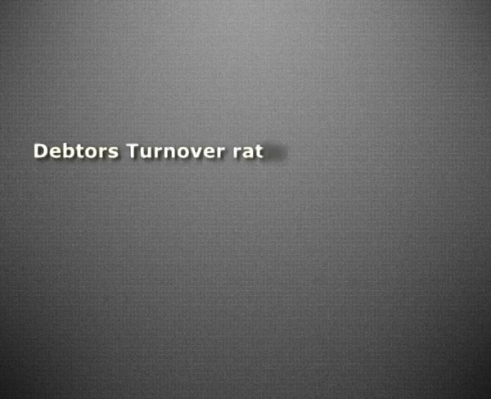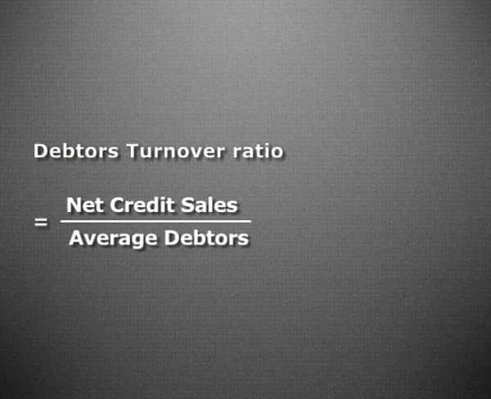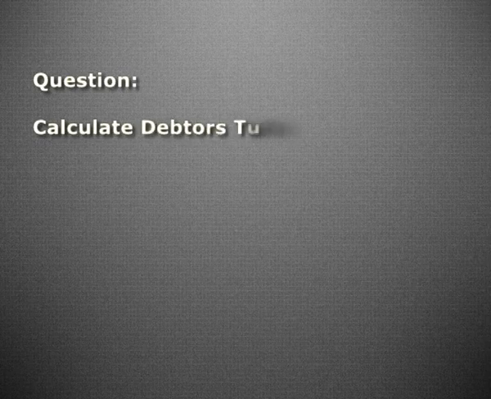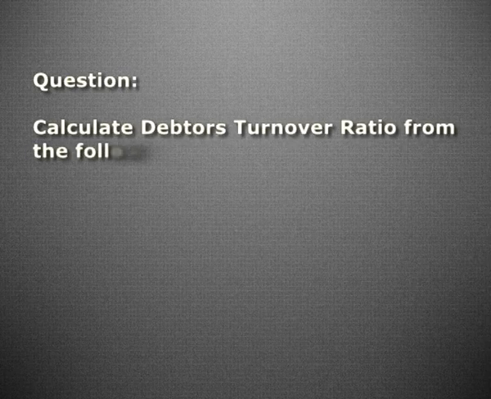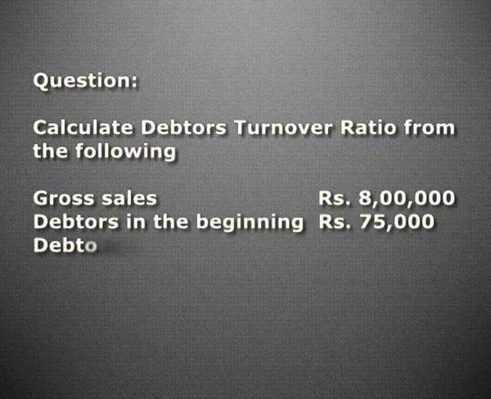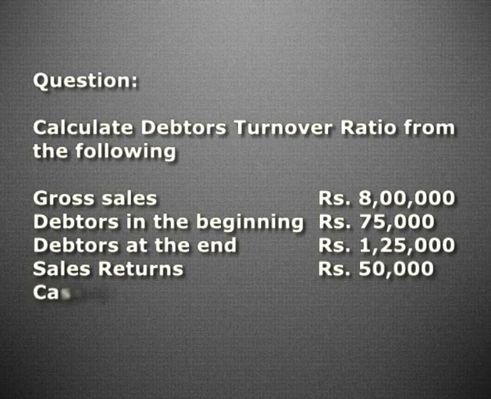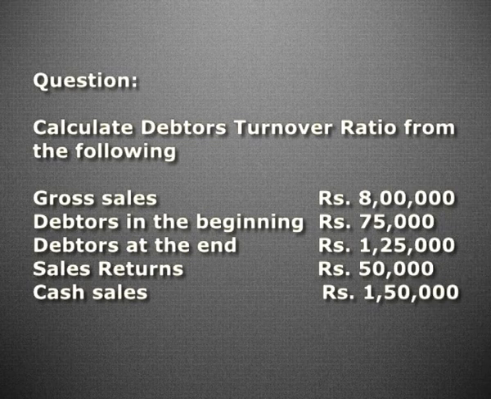Debtors turnover ratio is equal to net credit sales divided by average debtors. Question. Calculate debtors turnover ratio from the following. Gross sales rupees 8 lakhs. Debtors in the beginning rupees 75,000. Debtors at the end rupees 1,25,000. Sales returns rupees 50,000. Cash sales rupees 1,50,000.